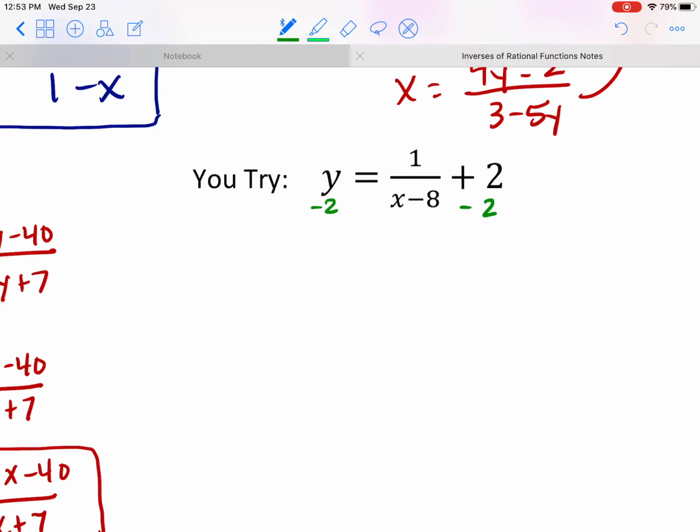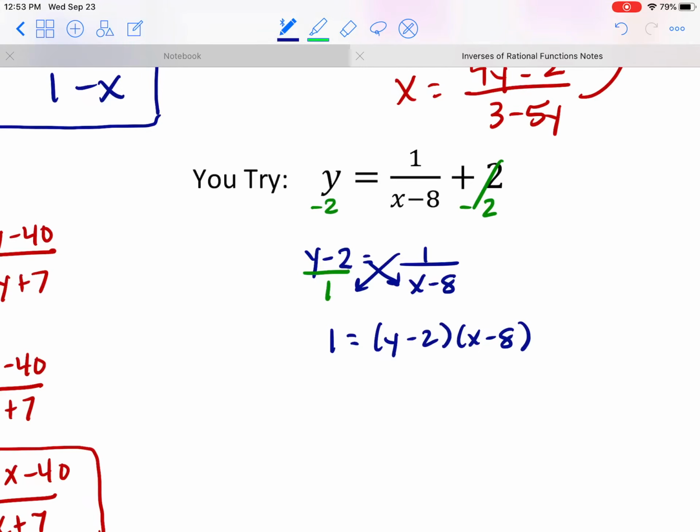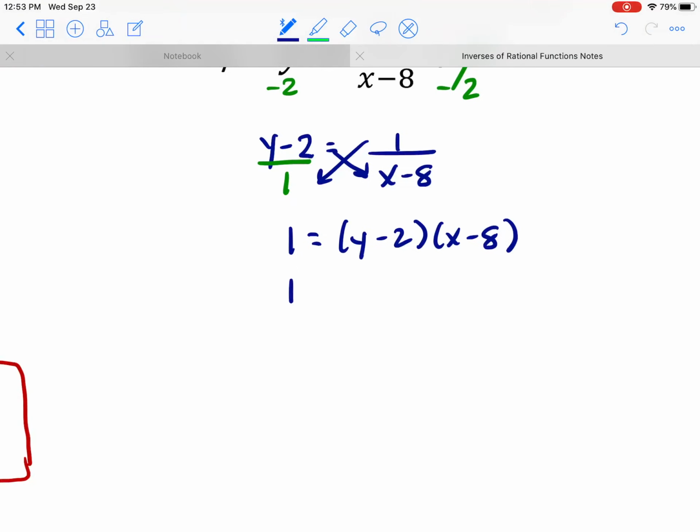Alright, let's see. We're going to move this 2 over so that we can make a nice proportion. So we have y minus 2 equal to 1 over x minus 8. And again, I'm going to make this a proportion. So I'm going to put a 1 underneath, and now we can cross multiply. So 1 times 1 is 1, and on this side we're going to have to multiply y minus 2 by x minus 8. So we have 1 equal to xy minus 8y minus 2x, and then plus 16.